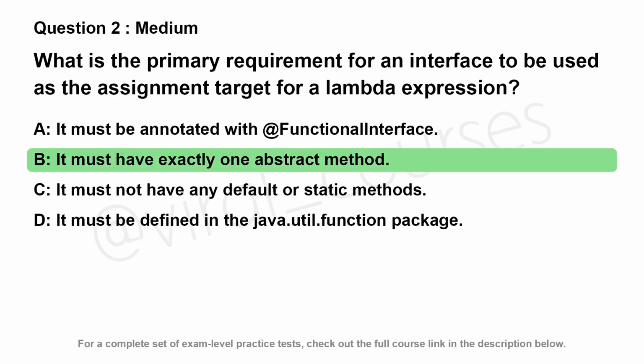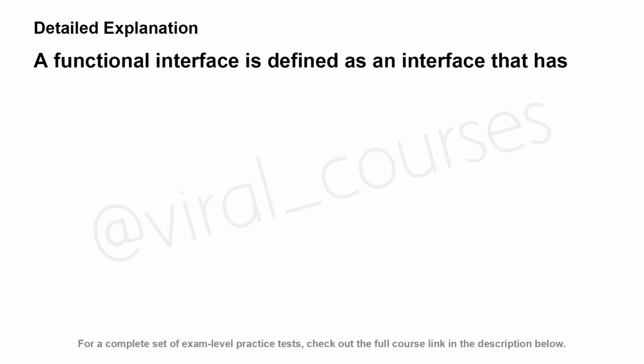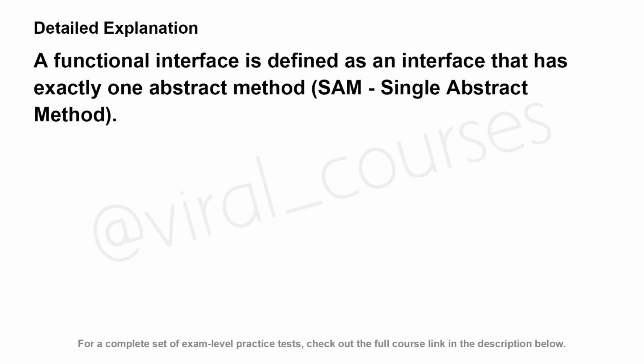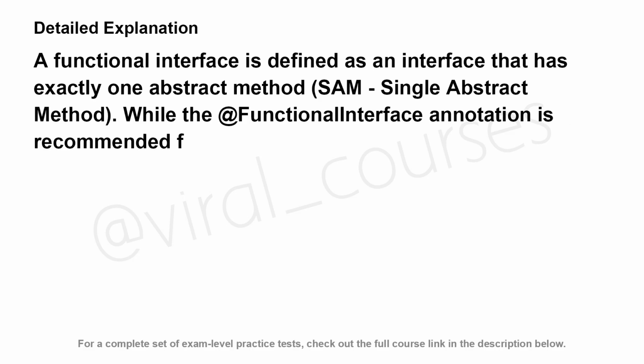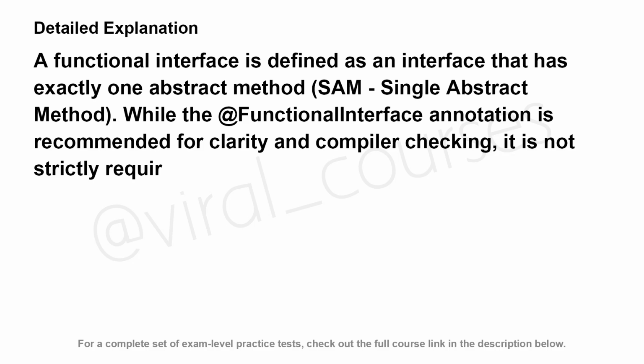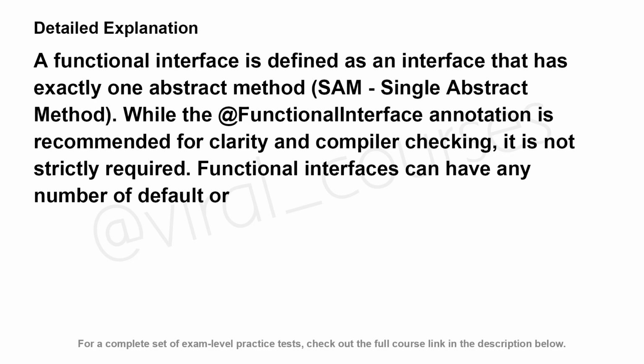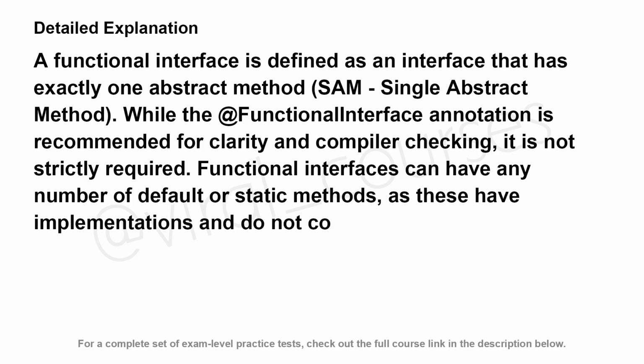The correct answer is B. A functional interface is defined as an interface that has exactly one abstract method, SAM, single abstract method. While the @FunctionalInterface annotation is recommended for clarity and compiler checking, it is not strictly required. Functional interfaces can have any number of default or static methods, as these have implementations and do not count against the single abstract method rule.